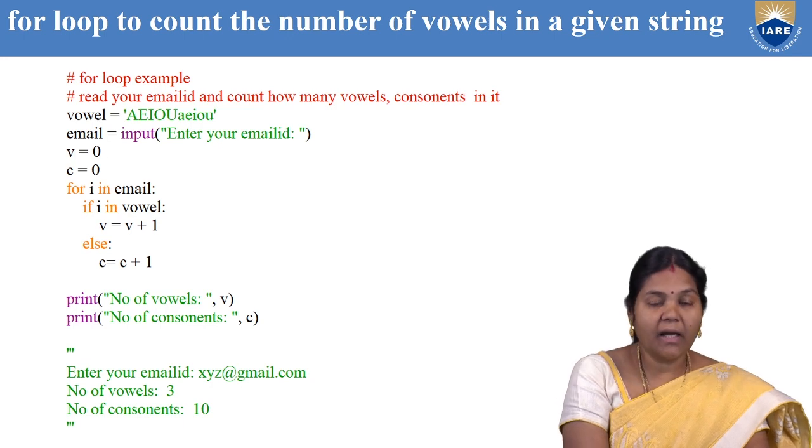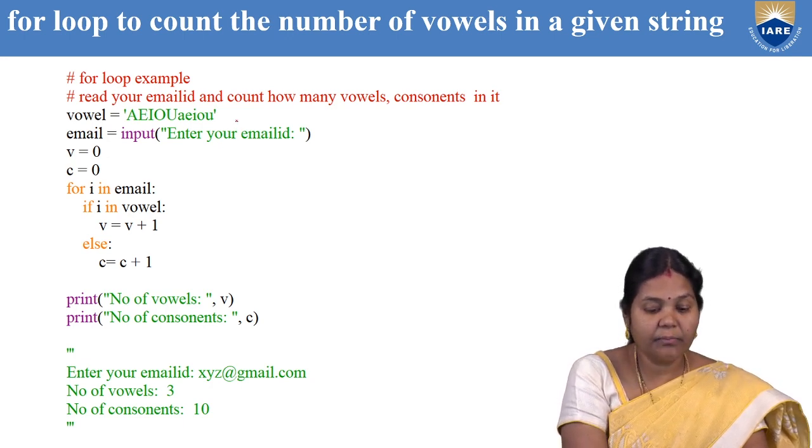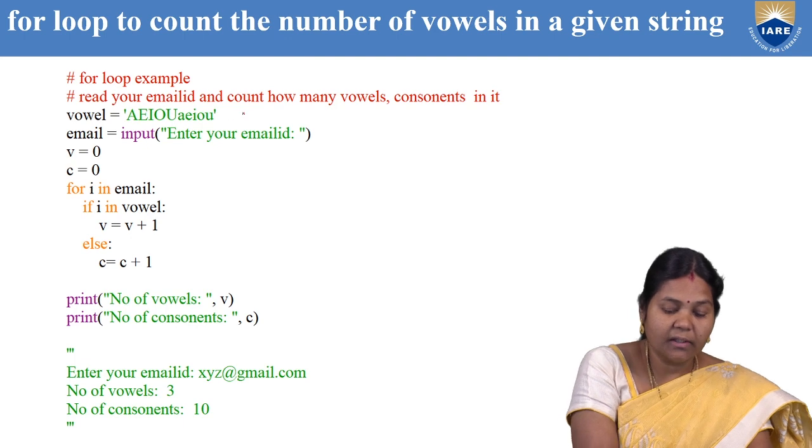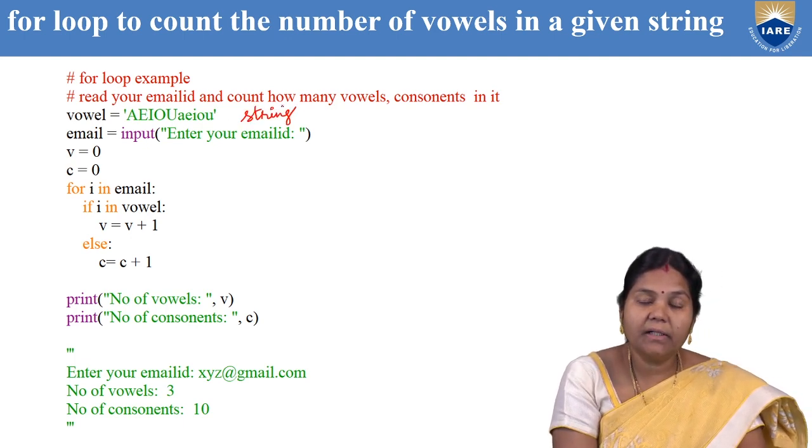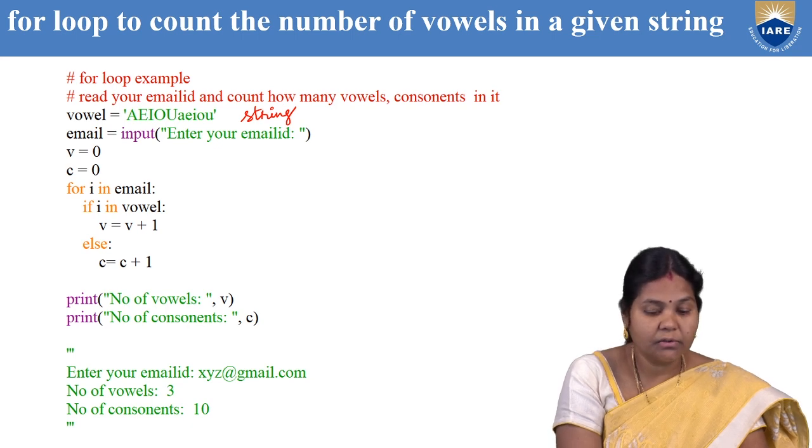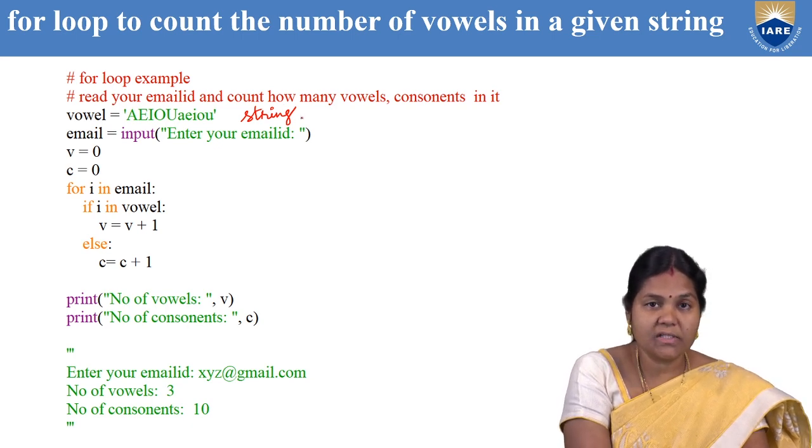Now, first of all, I am defining what a vowel is. Here I am defining that vowel is a string, and the vowels may be the capital letters A, E, I, O, U or small letters. So I have defined the vowel as a string.